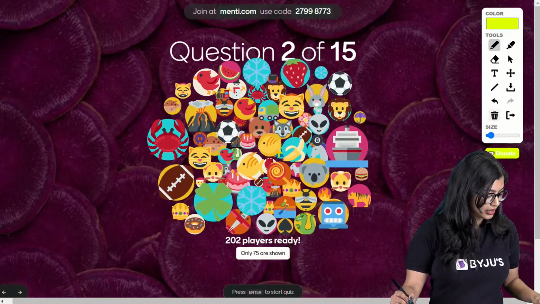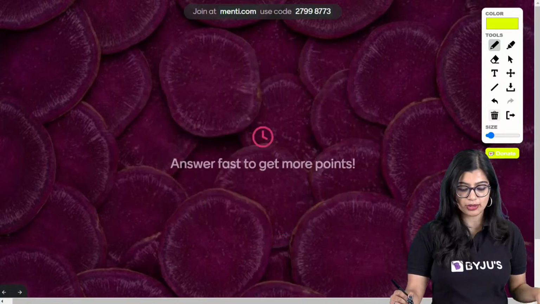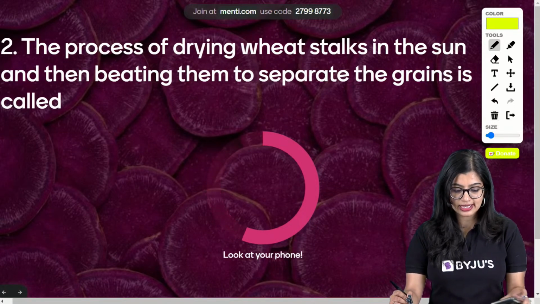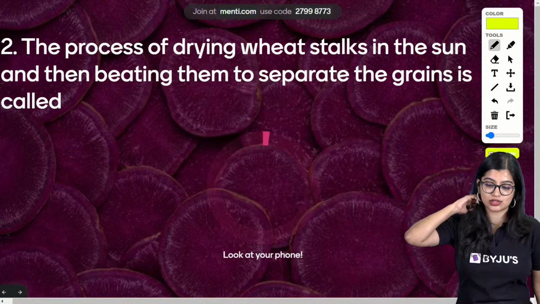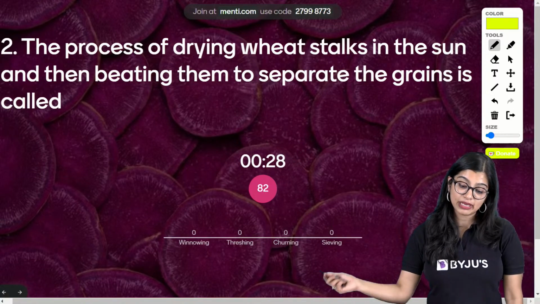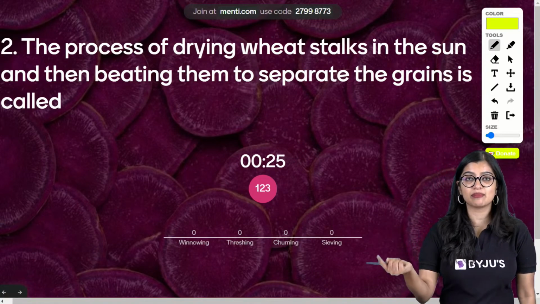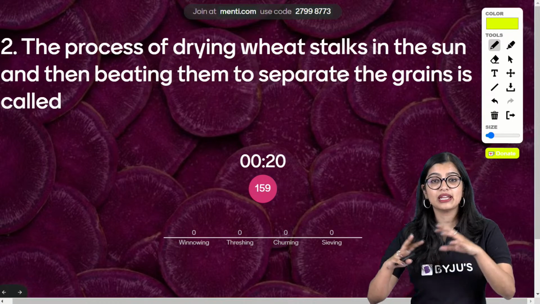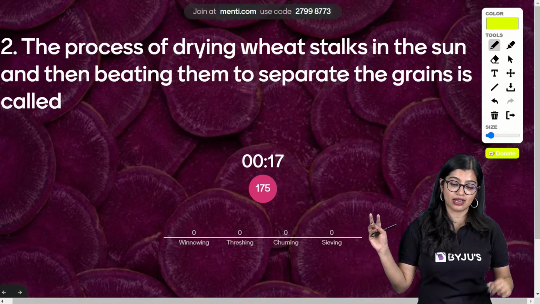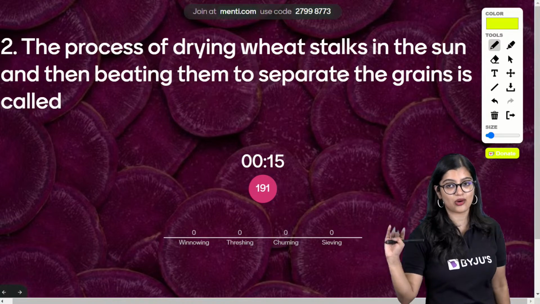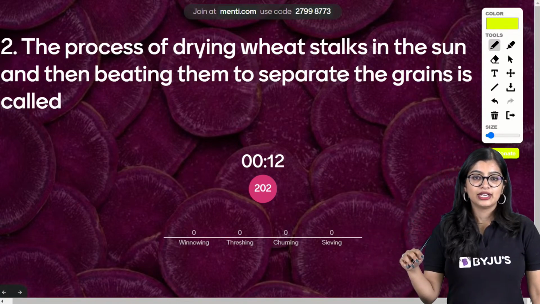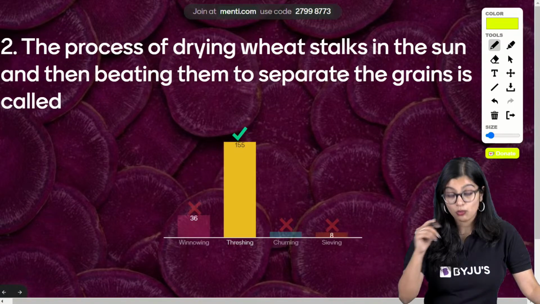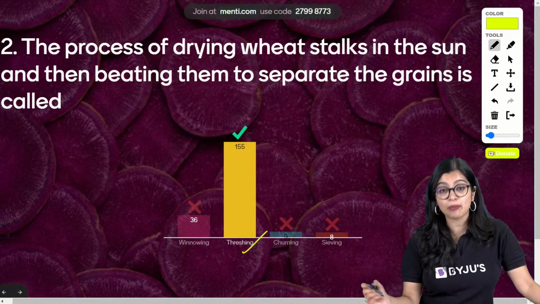Yes. Now let's quickly move on to the next question, everybody. Question number 2 on your screens now. Okay. The process of drying wheat stalks in the sun and then beating them to separate the grains from the stalk is called what? Winnowing, threshing, churning, sieving. Many questions on winnowing, threshing. Do the elimination method. Exactly. Everybody has voted. Very good, all of you.